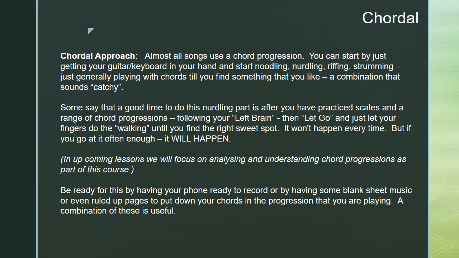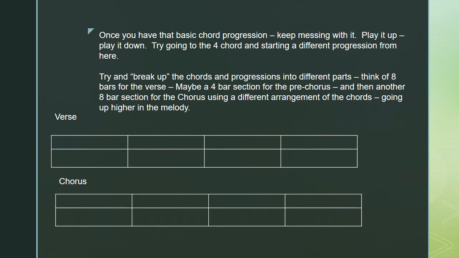Once you've got those basic chords down, keep messing with them. Play the chords, a combination that sound good together. Play them up and down the keyboard or the guitar. Maybe start on a different position. Start on the 4 chord and move to a different progression. Try and break them up into different parts. And here I've given you some ideas where we can use 8 bars of a verse and maybe 8 bars of a chorus. And of course, in a chorus, you might want to consider going up to the upper part of the melody, go a bit higher.